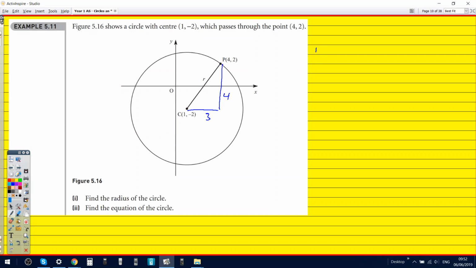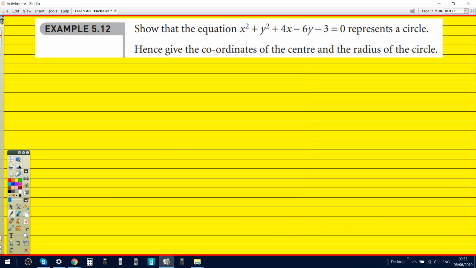Mm-hmm. And so the equation of this circle. The equation of the circle is x minus 1 squared, y plus 2 squared equals 25. Yeah. So x minus 1 squared plus y plus 2 squared equals 5 squared. Yep. Okay, how do you go about this?